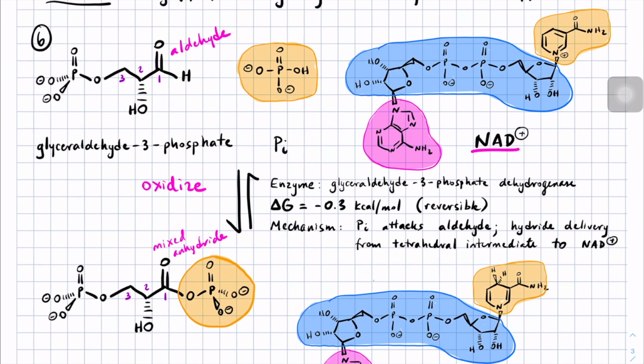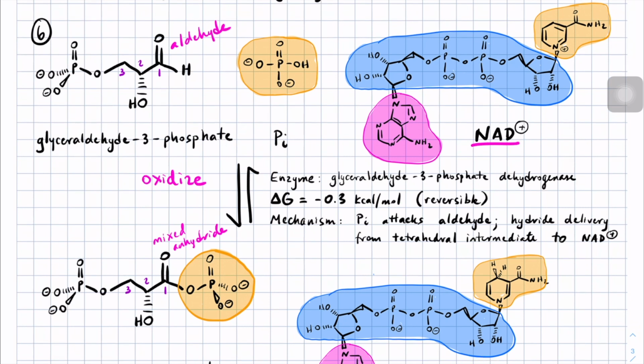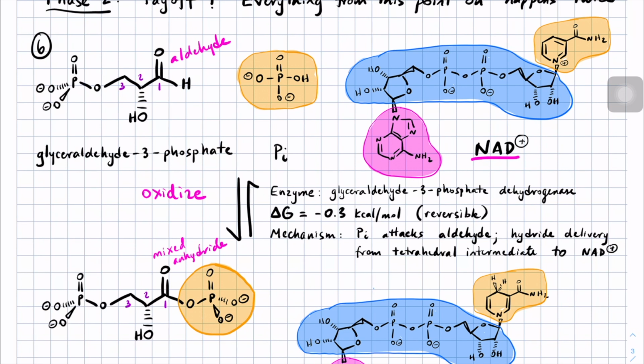The enzyme that catalyzes this reaction is called glyceraldehyde 3-phosphate dehydrogenase. You can tell a lot of the reactions that do redox chemistry because many of them are named dehydrogenases. And one of the reasons they're called this is because they involve losing basically the equivalent of hydrogen, H2, from a molecule. All right, the free energy change in this reaction is negligible. The reaction's reversible.